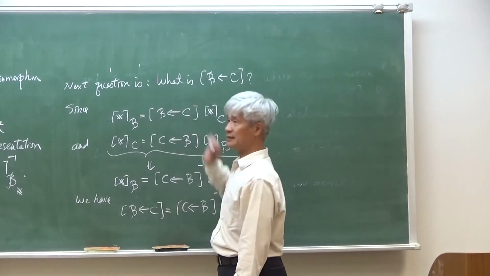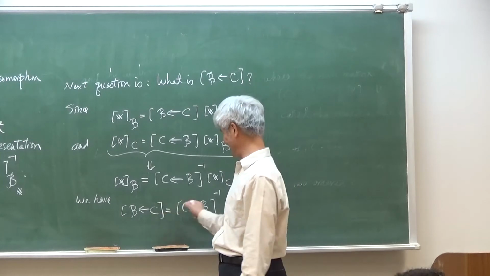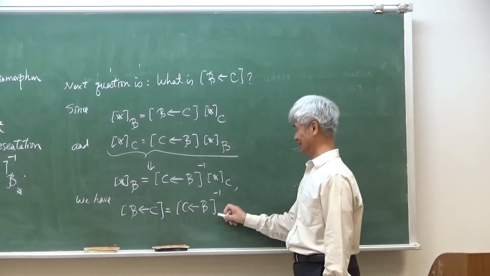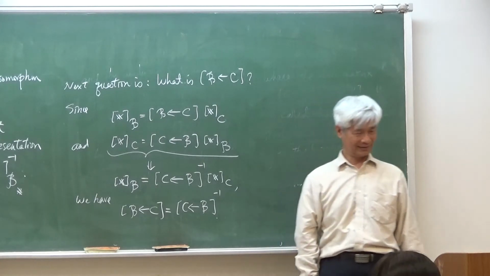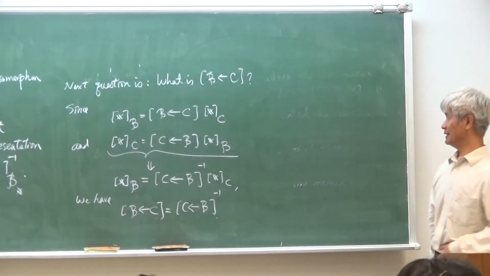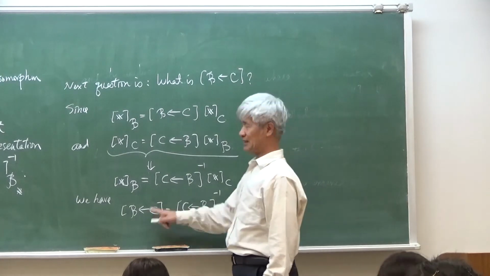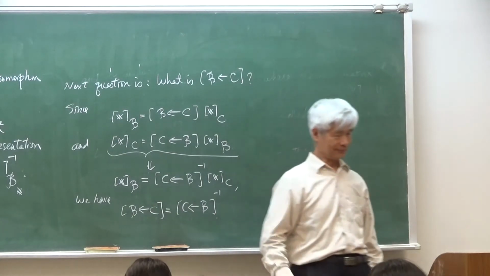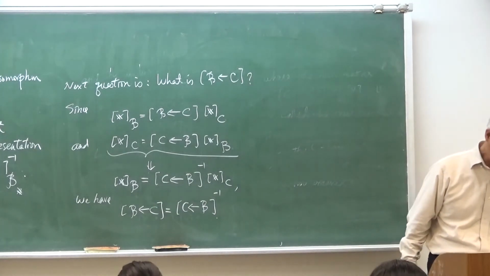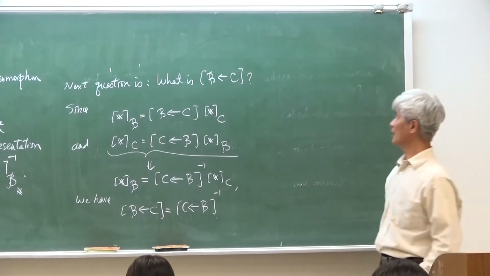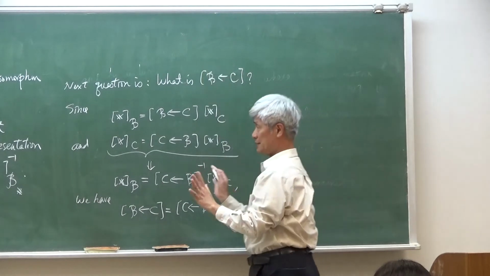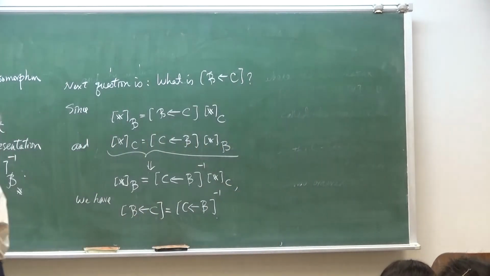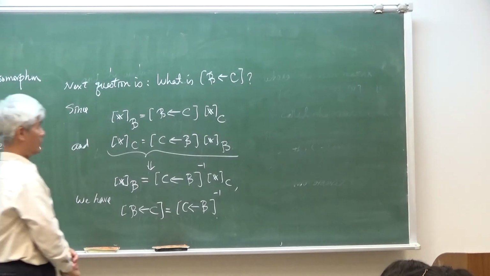So the answer is easy, right? It's just like this. So everything is quite natural, right? Especially when I use this language, this notation. Right. Now, this is for a vector space.